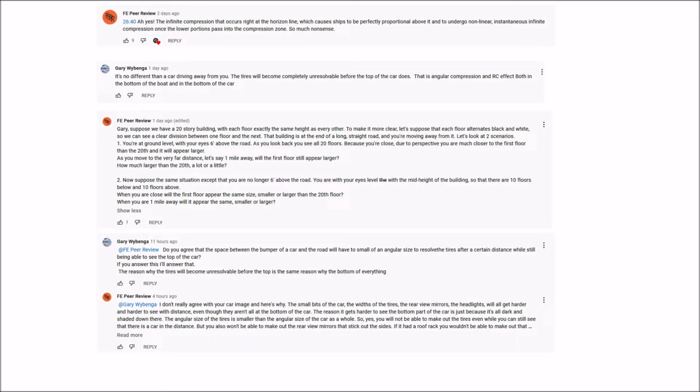I asked this question to Gary. He responded, "Do you agree that the space between the bumper of a car and the road will have too small of an angular size to resolve the tires after a certain distance while still being able to see the top of the car? If you answer this, I'll answer that." I want to emphasize this. Gary Wybenga made a promise. If you answer this, I'll answer that, he said.